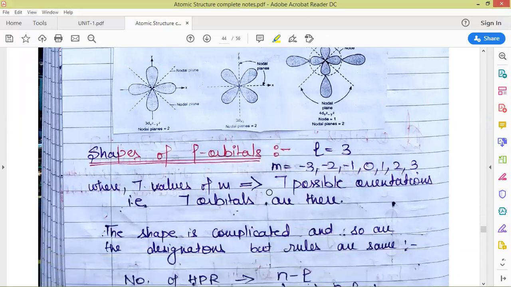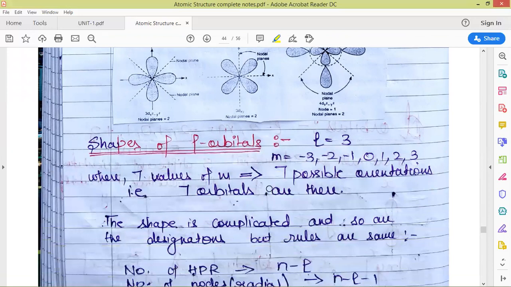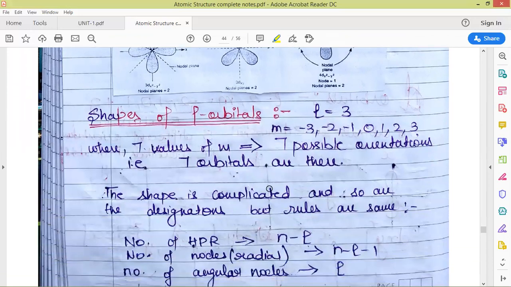Now coming to the shape of f orbitals. For f orbitals, the value of L is 3. There will be 7 possible values of m for L value of 3. So there will be 7 possible orientations in space for f orbitals. So there are 7 f orbitals.